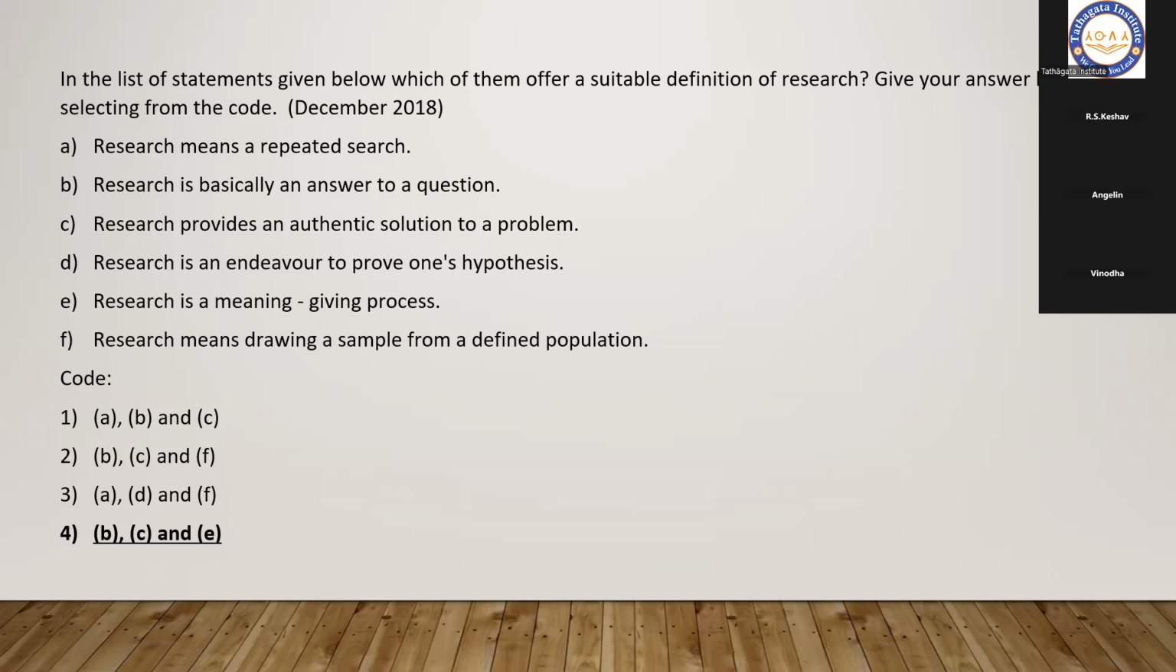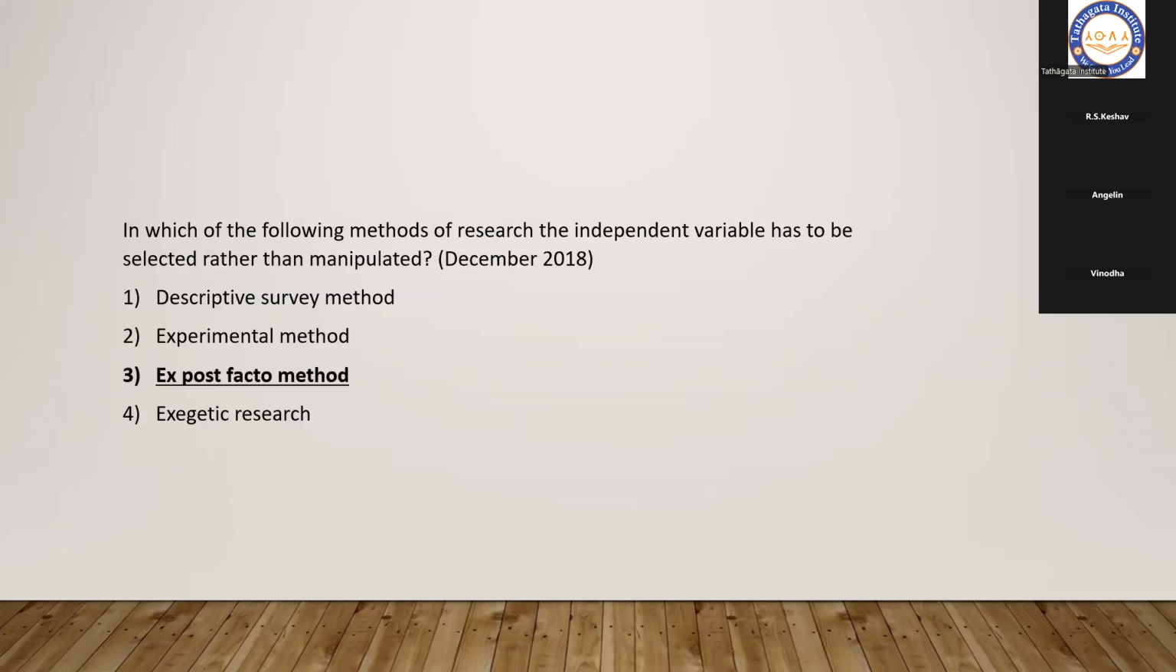And D, research is an endeavor. It cannot be an endeavor to prove a particular person's hypothesis. No, no, we create a hypothesis. There is a question and we create a hypothesis. It is not an endeavor to prove the hypothesis. It is only a solution provider for a question. And research means drawing a sample? No, not all researchers use a sample. So B, C, and D would be the appropriate definition. Definition is different. Derivation is different, right? So please be careful with the words that they give.